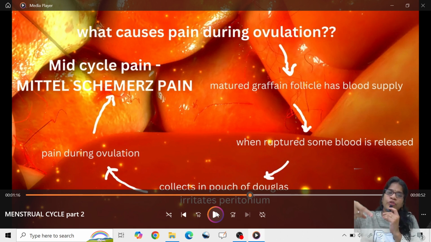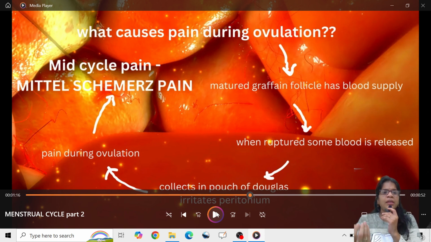I told you where the pouch of Douglas is. In the vagina and the uterine part, you have the pouch of Douglas. At that area, you have the peritoneal lining, which gets irritated with a little amount of blood. That is why it gives a sharp stabbing pain on either side. It could be on the right or left, but it is a pain that lasts hardly half a day, or for some people just 2 to 3 hours, and it will go by itself. So it is nothing but an ovulation pain.